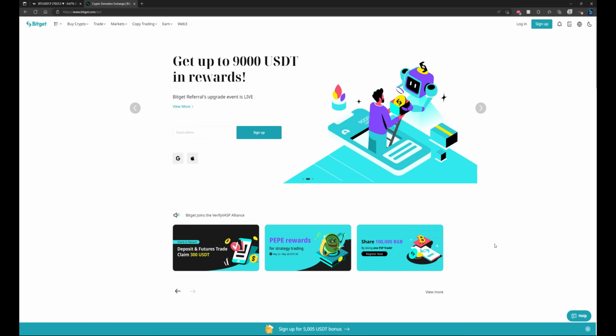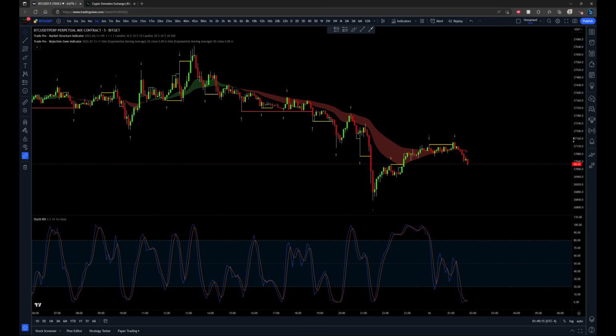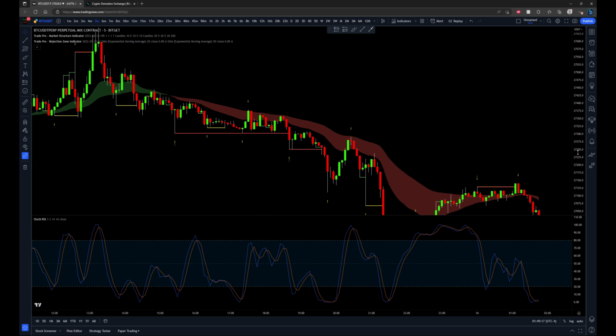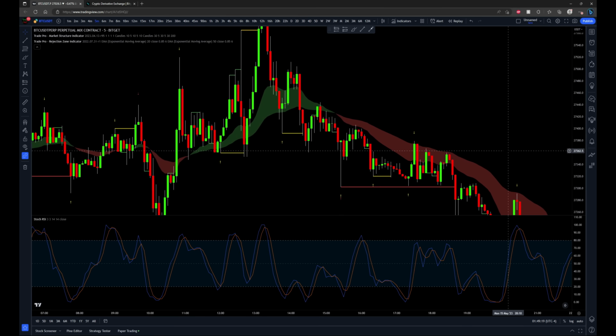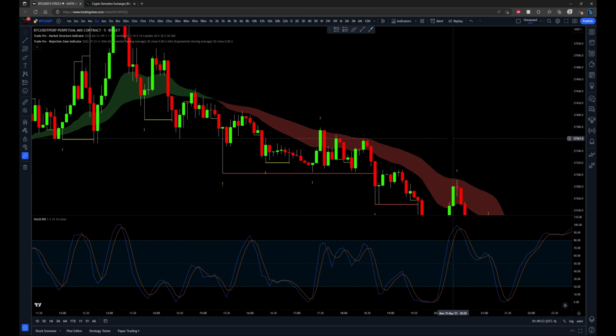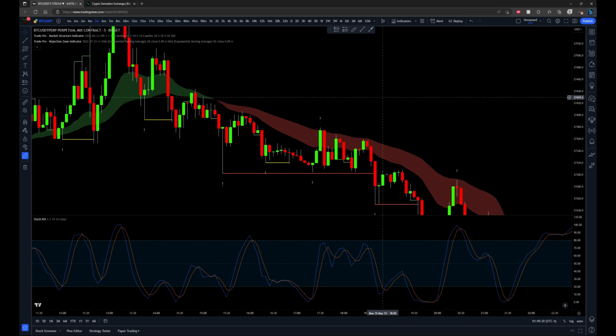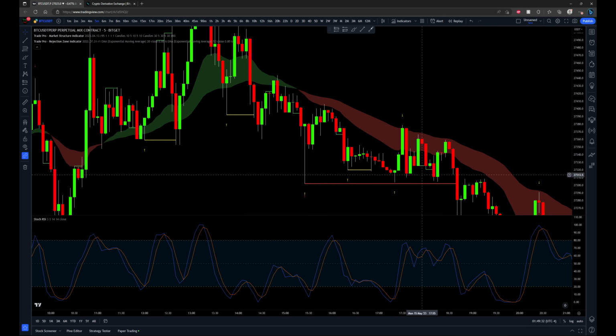Now let's talk about the strategy that I'm going to be using here. I'm going to be using a simple hidden divergence and trend following strategy that involves market structure breaks as well. So just to show what it looks like in real time, I'll be trading this across Bitcoin and a few currency pairs here.